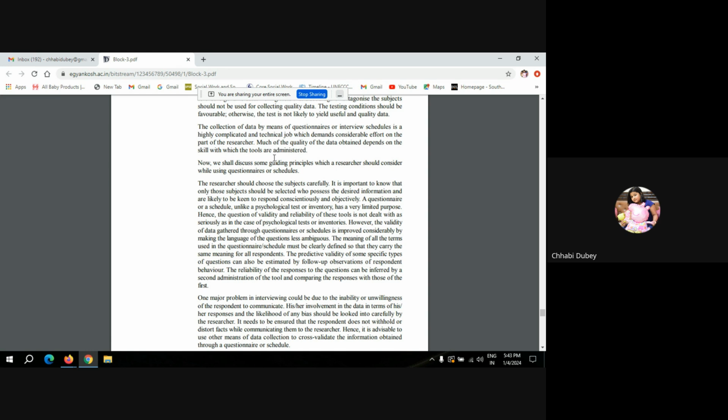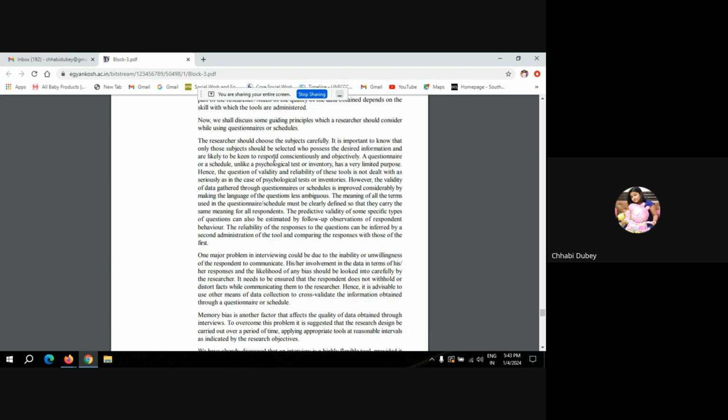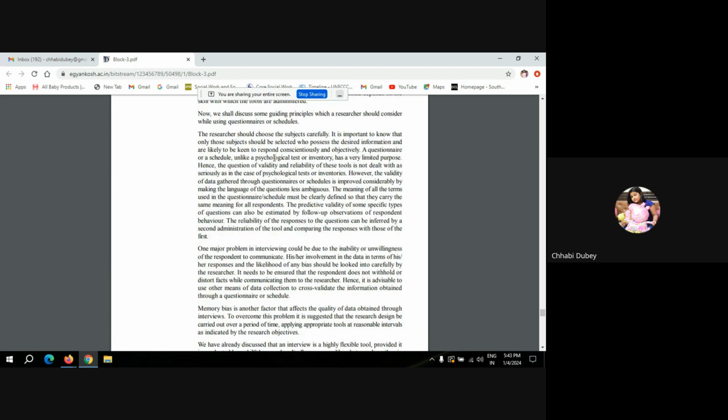A questionnaire or a schedule has a very limited purpose. So the question of validity and reliability of these tools is generally not dealt with very seriously. However, the validity of the data gathered through a questionnaire can be improved considerably by making the language of the questions less ambiguous. Whatever language we use in framing the questions for a questionnaire or schedule, we need to keep it very simple and to the point, and frame the questions in a language which is easily understood by the local community.